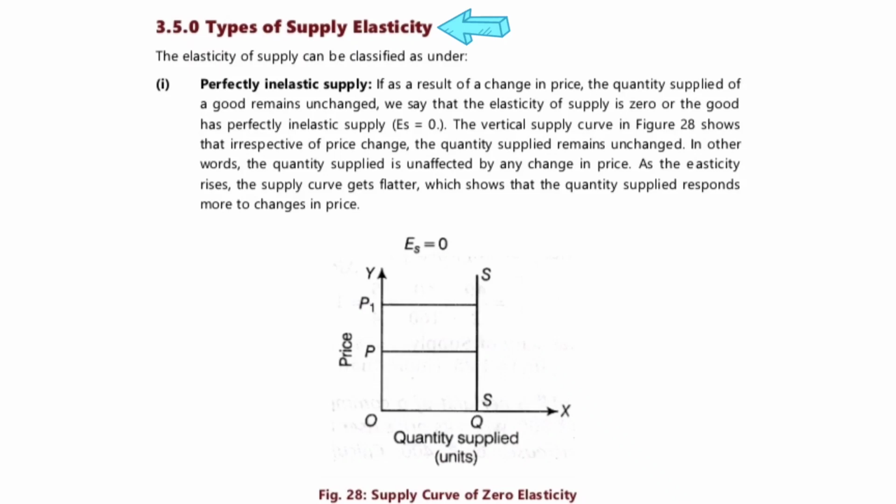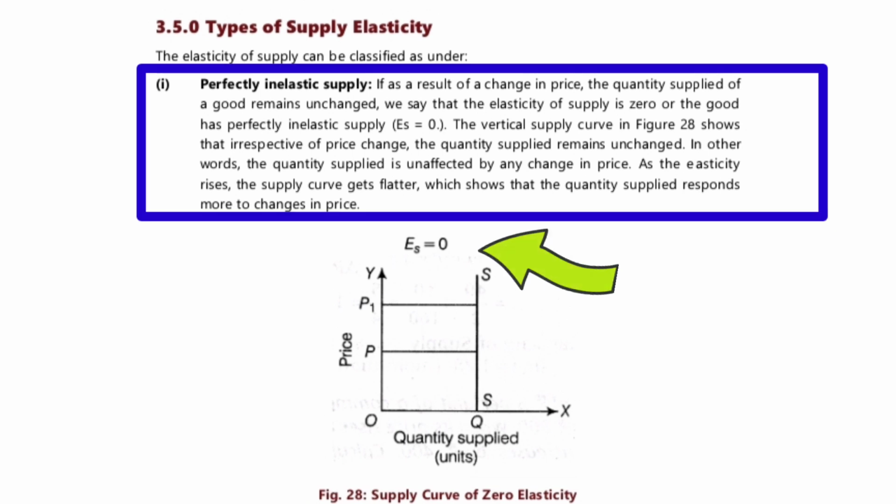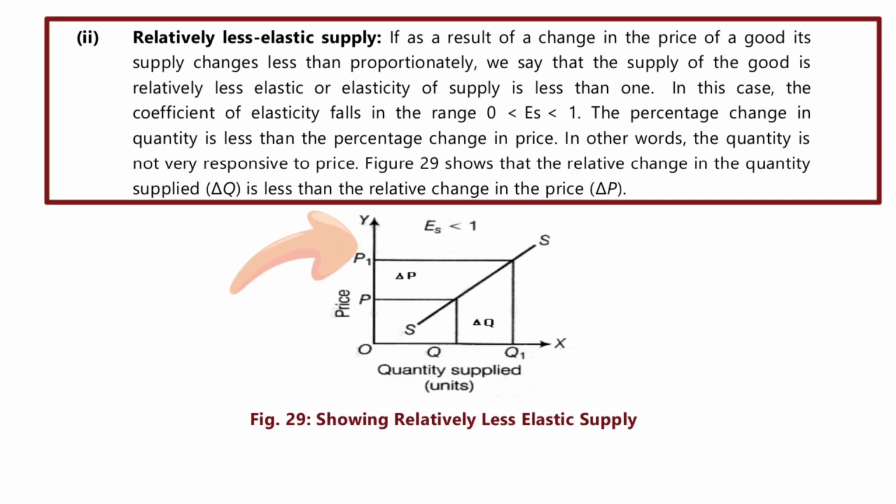Now, dear friends, we are moving to the next type of elasticity of supply, that is relatively less elastic supply. What is relatively less elastic supply? We saw in the first case elasticity of supply equal to 0. Now here elasticity of supply is greater than 0, but it is less than 1. What inference do we get, or how do we understand this? Now see figure number 29 on page number 2.82.